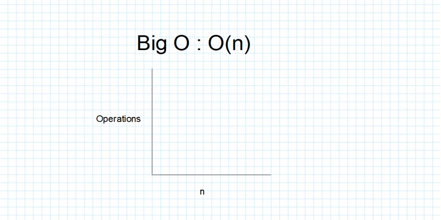So if the time complexity is O of n, the number of operations will be proportional to the size of the input, linearly. It means that the running time grows linearly with the size of the input. So if the size of the input is doubled, the running time of the algorithm also gets roughly doubled.